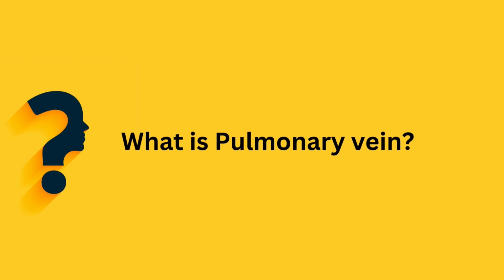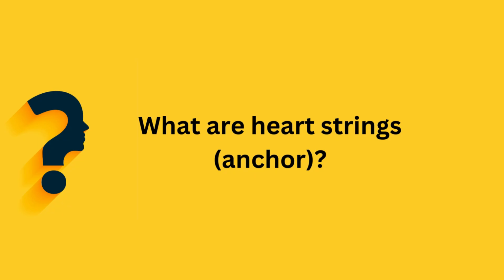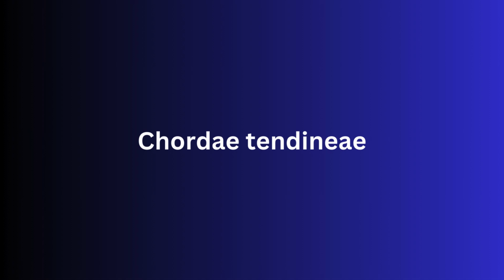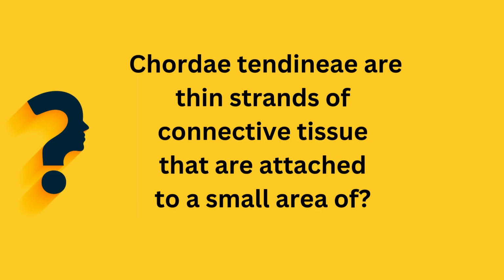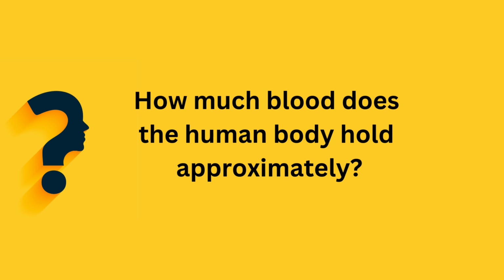What is the pulmonary vein? It transfers oxygenated blood from the lungs back to the heart. What are the heart strings anchor? Chordae Tendineae. Chordae Tendineae are thin strands of connective tissue that are attached to a small area of myocardium of the AV valves. How much blood does the human body hold approximately?